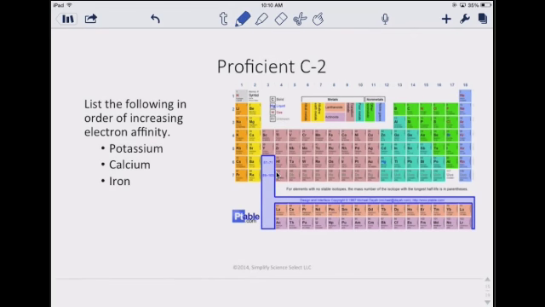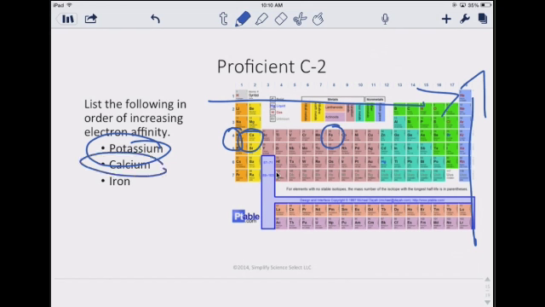Look at our next one. It says list the following in order of increasing electron affinity. So we have potassium, we have calcium, and here's iron. And so remember that electron affinity increases as you go here and as you go up. So our smallest electron affinity is going to be potassium, and then it'll go calcium, and then it'll go iron. Iron would have the highest amongst those three.